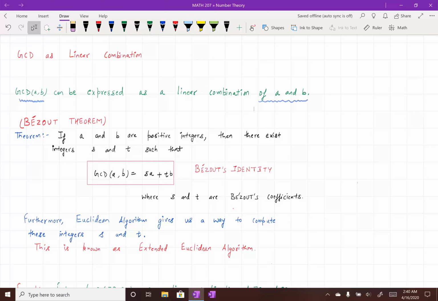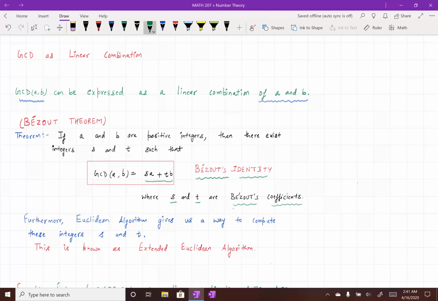And this GCD as a linear combination is your famous Bézout's theorem. According to the statement, if A and B are positive integers, then there exist integers s and t such that the GCD of A and B can be written as s times A plus t times B, where this identity is your Bézout's identity. And these coefficients s and t are the Bézout coefficients.